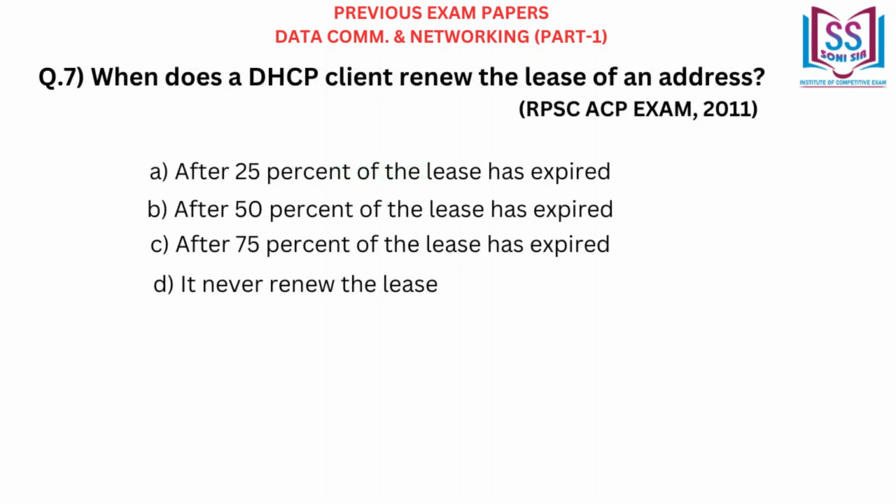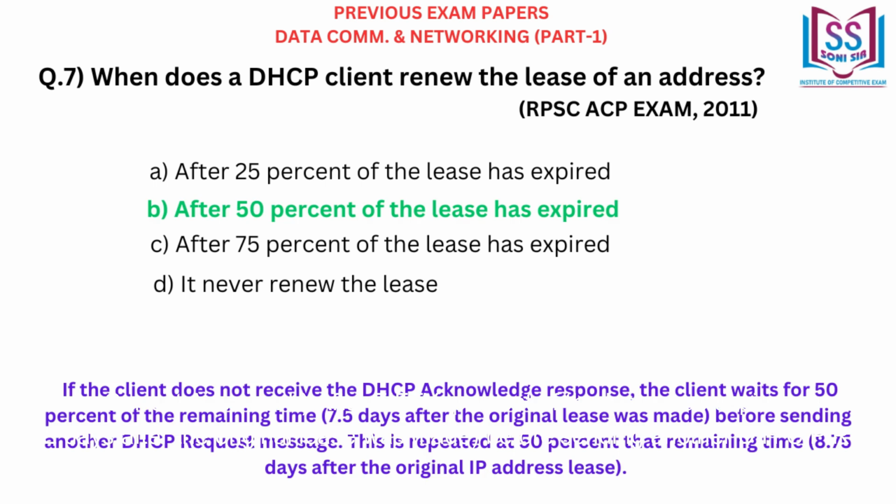When does a DHCP client renew the lease of an address? A. After 25% of the lease has expired. B. After 50% of the lease has expired. C. After 75% of the lease has expired. D. It never renews the lease. Correct answer B. After 50% of the lease has expired.